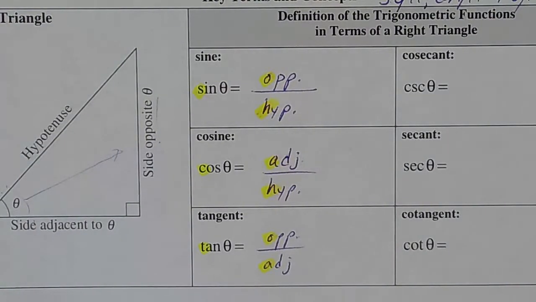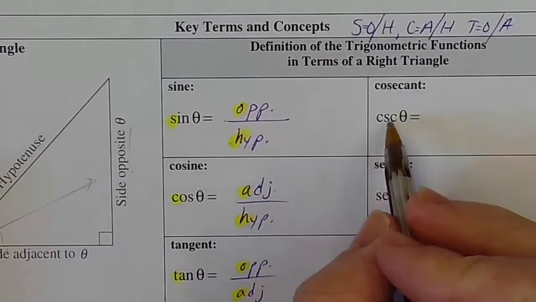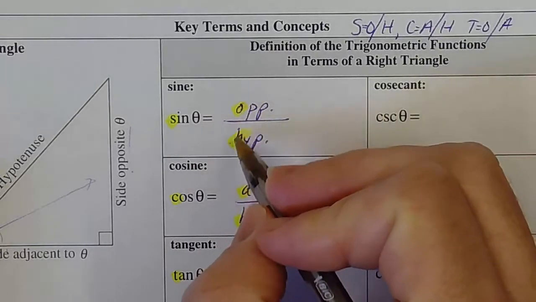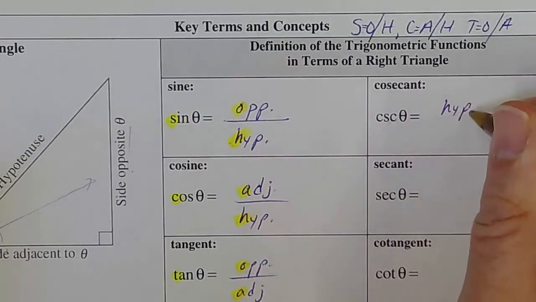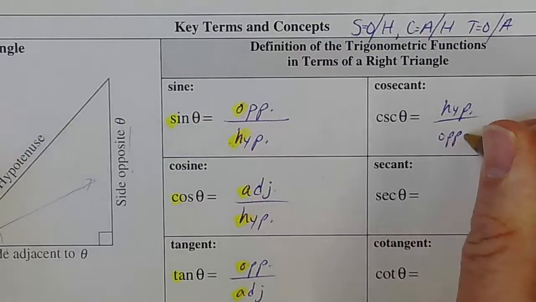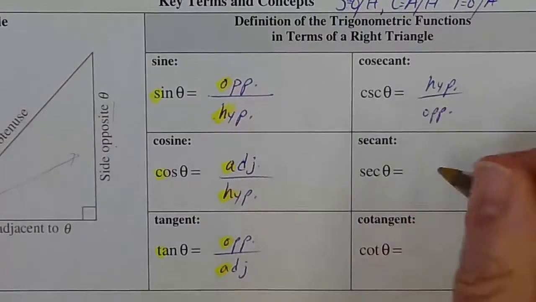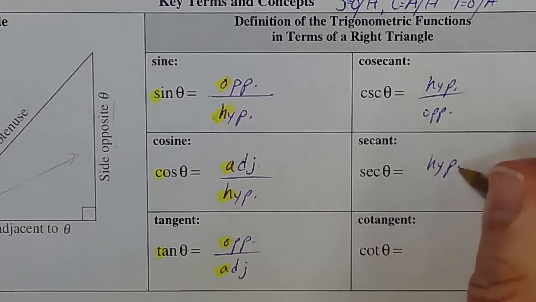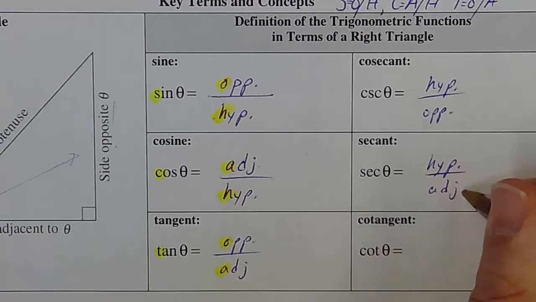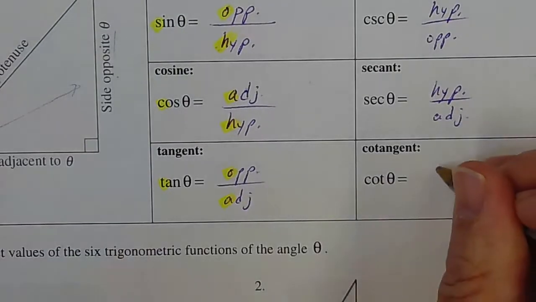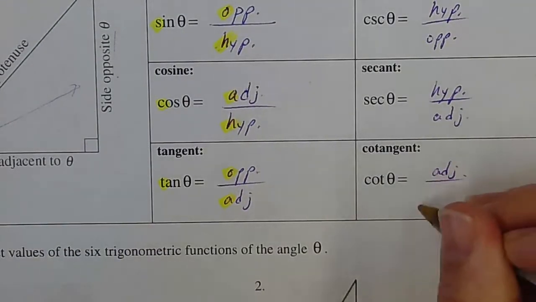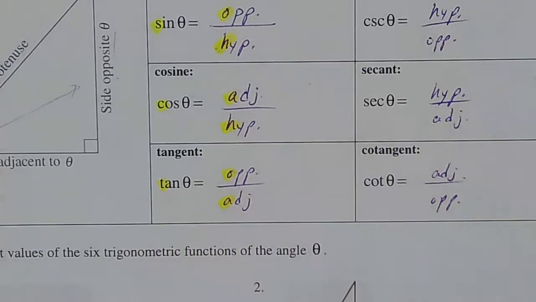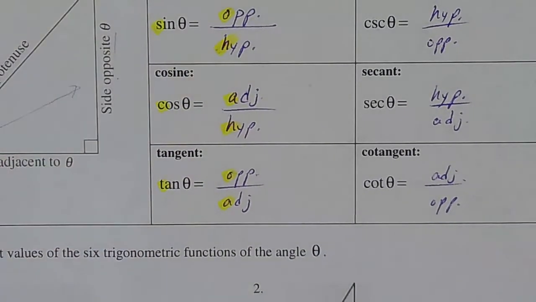And then the reciprocal relationship is still the same as it was from section 4.2. Cosecant is the reciprocal of sine, so if this is O over H, this is going to be H over O. Secant will be the hypotenuse divided by the adjacent side, and cotangent is going to be adjacent over opposite. All right, so hopefully that's a little bit of review. If you didn't master it in the past, hopefully this is your chance now to get this mastered.